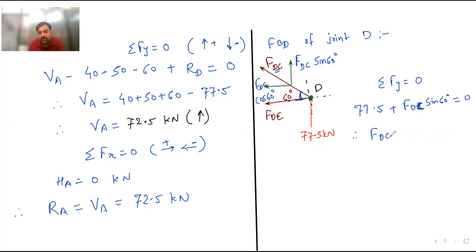The final is FDC is equal to, what is the final answer? Minus 89.48 kilonewton. Now we have got the minus sign. Therefore, our corrected answer is FDC 89.48 kilonewton compressive.